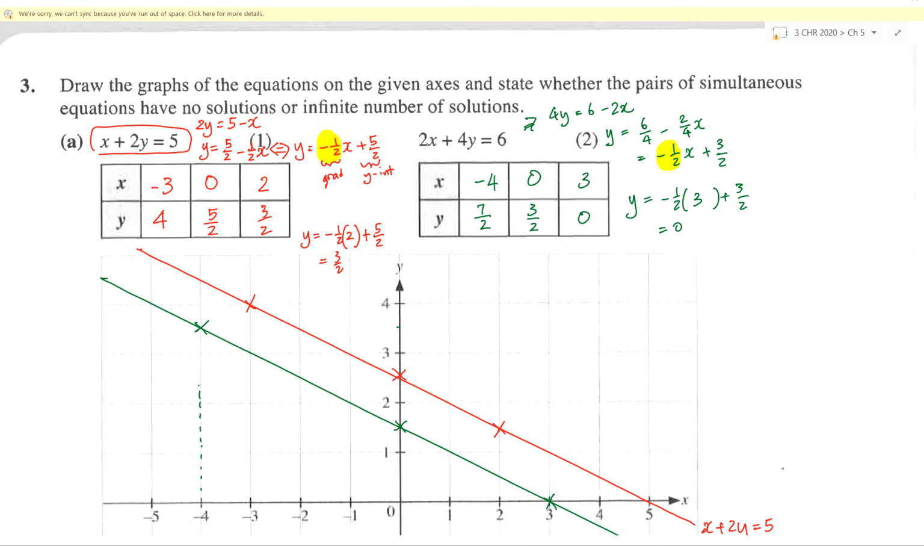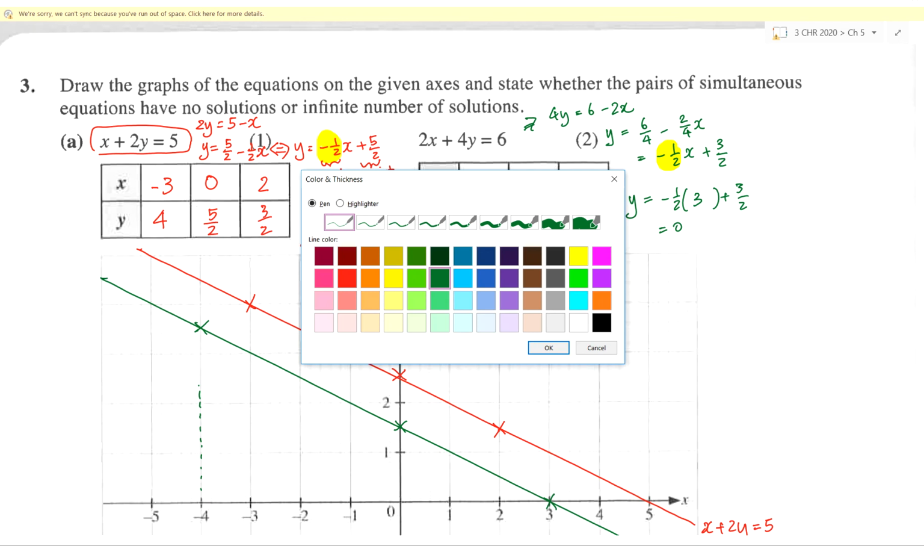So earlier in question 1 and 2, we found that when there is one point of intersection, that particular x and y coordinates will be the solutions. But in this case, do these two lines ever intersect? No, they don't. They are parallel lines.